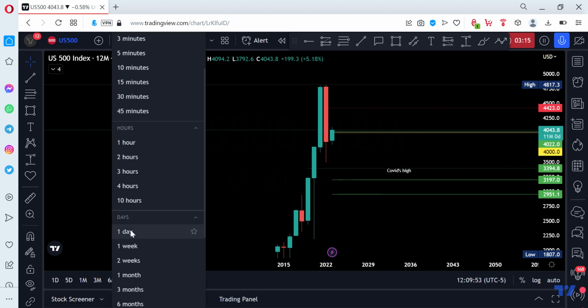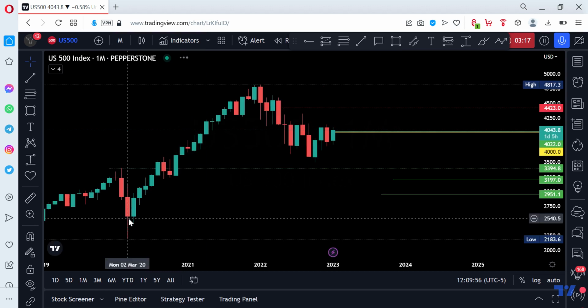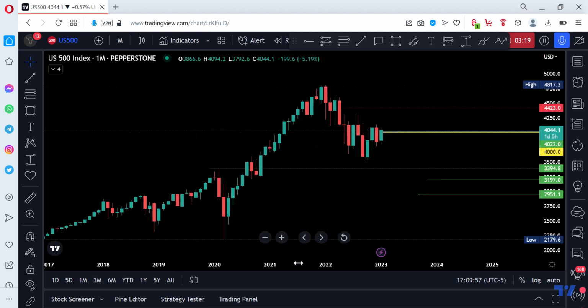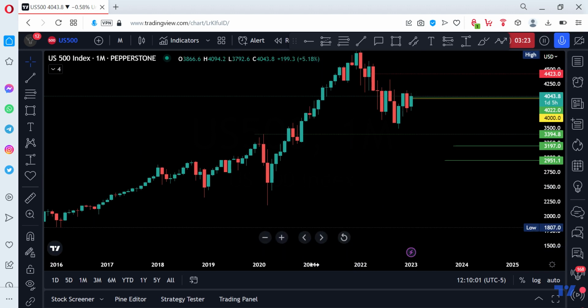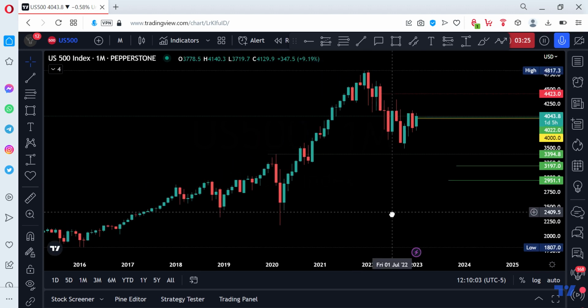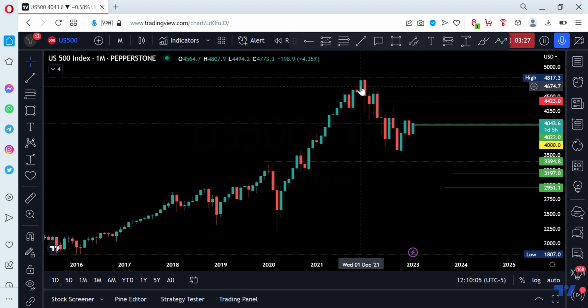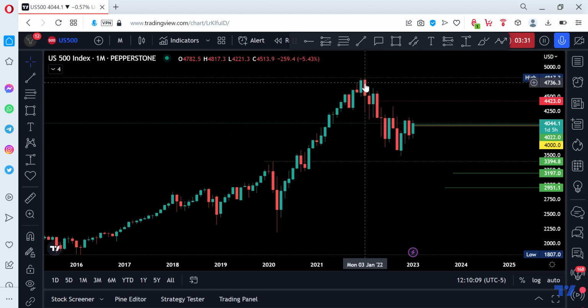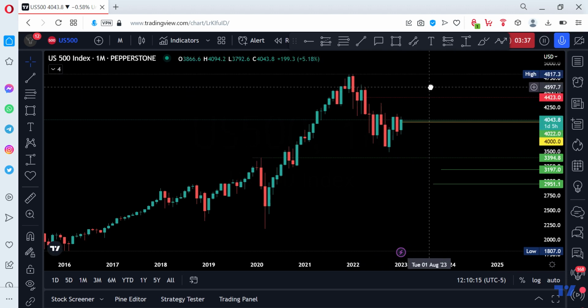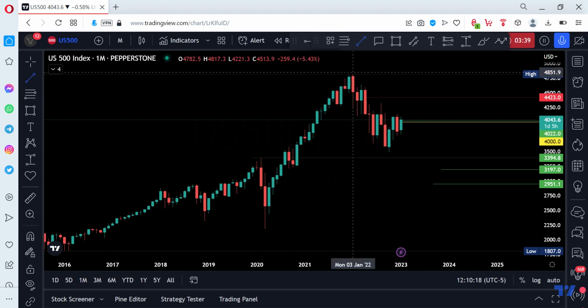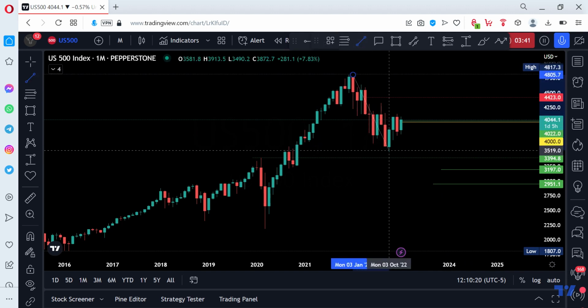However, if we go to the monthly, I think this is where things are more interesting. In the beginning of the year, the Fed started increasing interest rates, and that caused panic in the market, and we had the first leg. I don't know if we're going to go lower or not, but let's say this is the first leg.